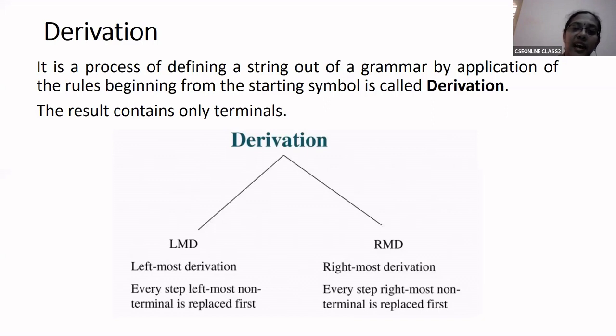Derivation can be categorized into two forms. One is called the leftmost derivation and the other is called the rightmost derivation. In the leftmost derivation, the leftmost non-terminal is replaced first, and you keep moving from left to right; this is called LMD. When you start replacing the non-terminal on the right and keep moving from right to left, it is called the rightmost derivation.